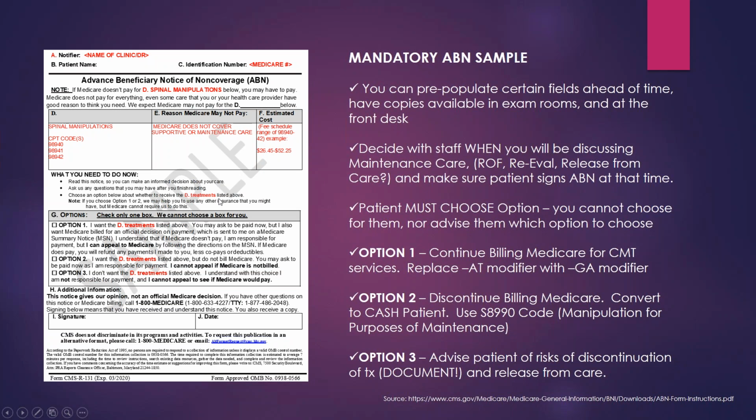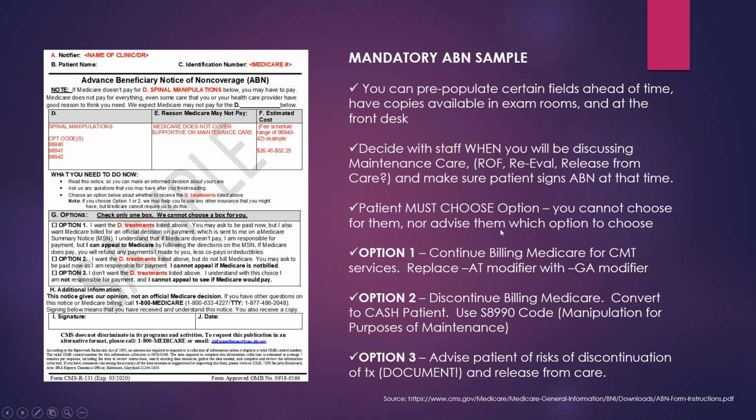And so this is what the mandatory ABN would look like. You can pre-populate the name of your practice on the notifier. You can pre-populate the boxes D, E and F, and essentially this is what is in the boxes. D stands for spinal manipulations. E is Medicare does not cover supportive or maintenance care, and then you put your fee range in there, and then you would type in where it says D.